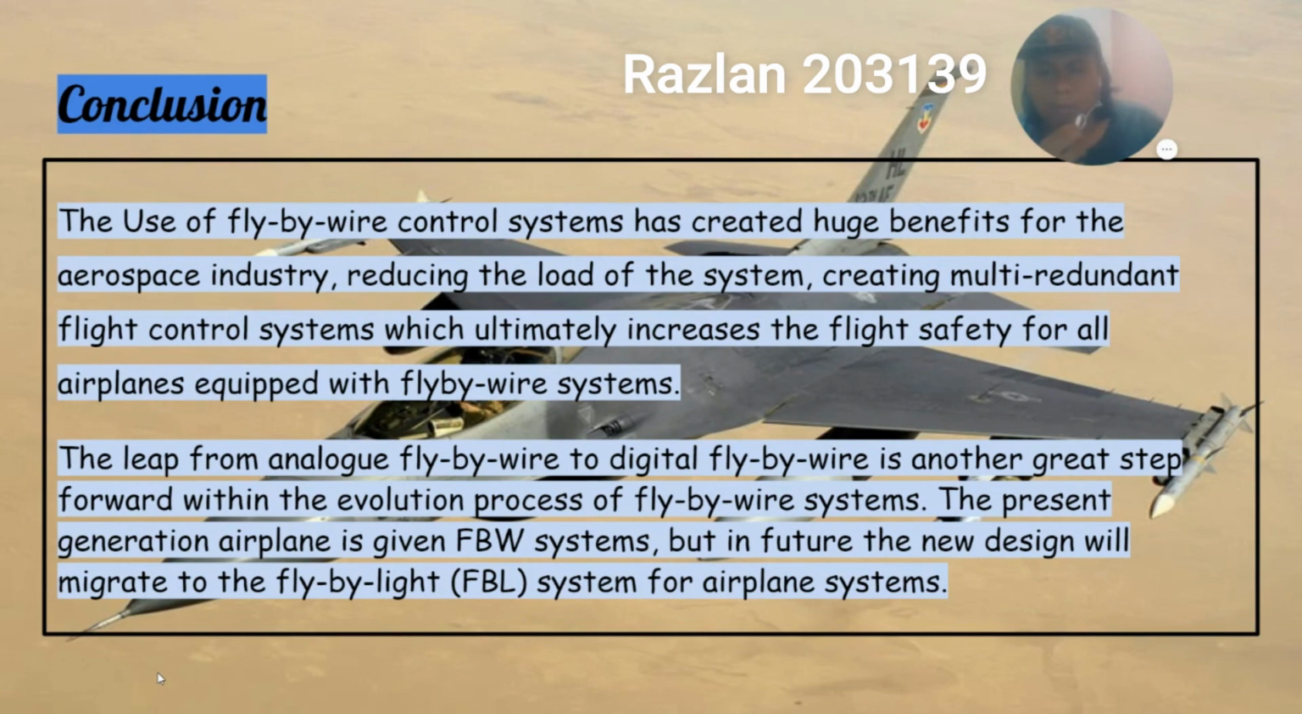The leap from analog fly-by-wire system to the digital fly-by-wire system is another great step forward within the evolution process of fly-by-wire system. The present generation airplane is given FBW system, but in the future, the new design will migrate to the fly-by-light system, or FBL, for the airplane system.